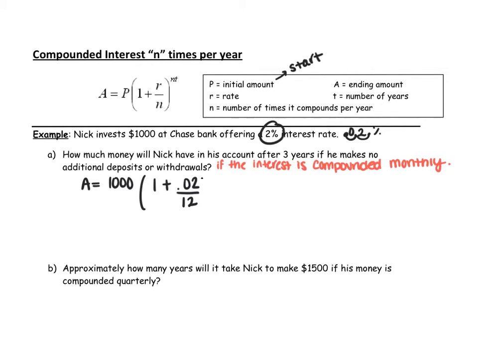N this time is 12 because I am compounding the money monthly. That means there are 12 months in a year, therefore he gets interest 12 times. And then N is 12 on top, and T is 3. So 12 times 3 goes on top there.